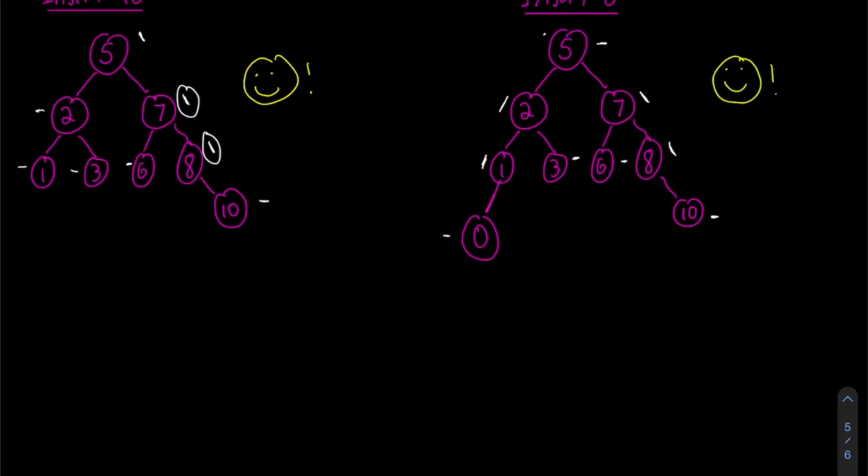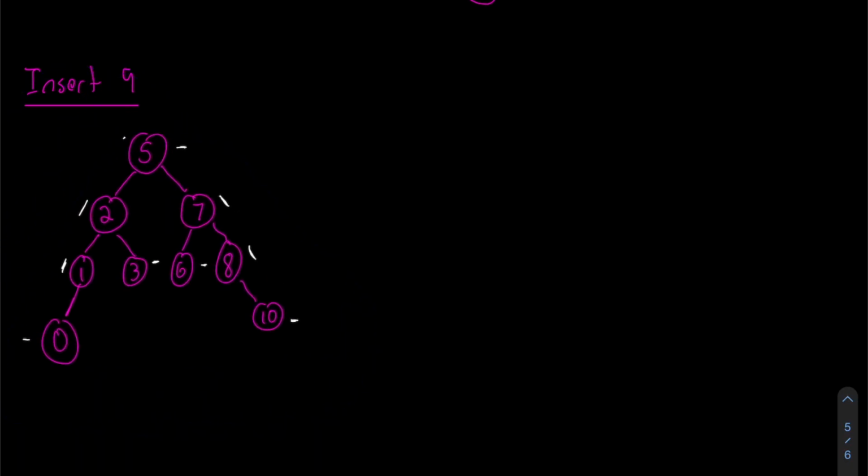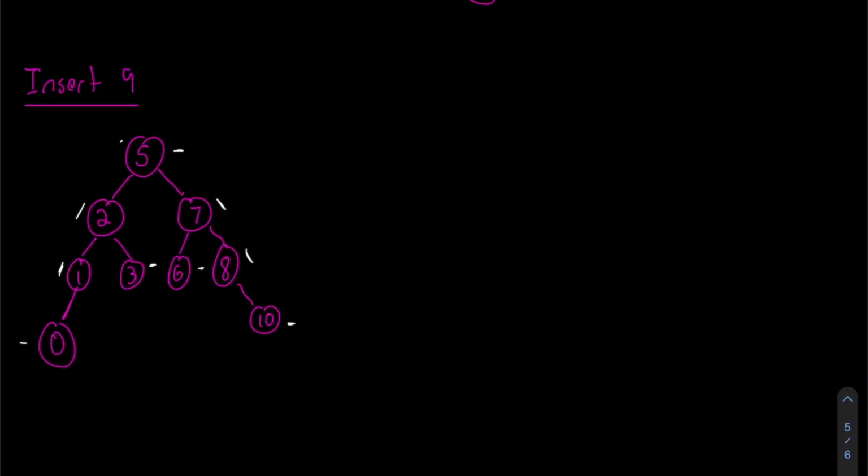All right. Last but not least, we're going to take this tree from before, and at this point, I think everyone understands how to label the balance factors in the tree. What I'm going to do is I'm going to insert 9. So what happens if I insert 9 into this tree? Let's take a look.